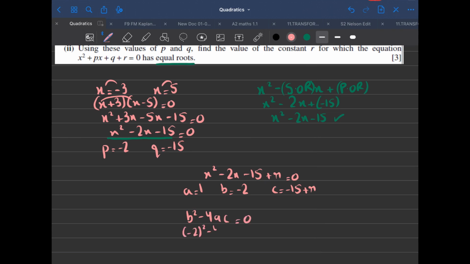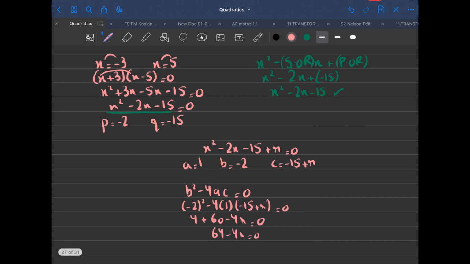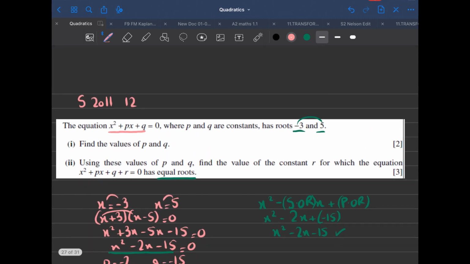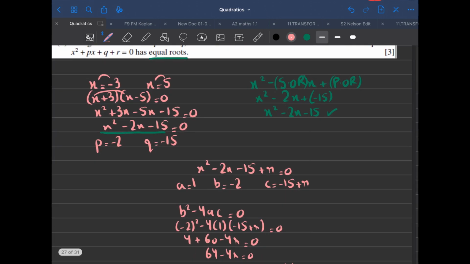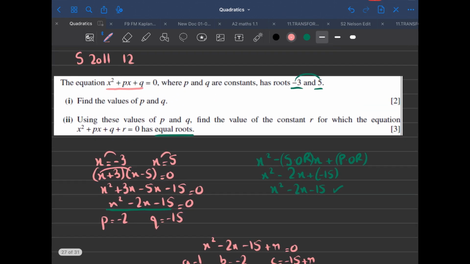So it's going to be b square minus 4ac is equal to 0. Minus 2 square minus 4 into 1 into minus 15 plus r is equal to 0. It's going to be 4 plus 60 minus 4r is equal to 0. So 64 minus 4r is equal to 0. 64 is equal to 4r. r is equal to 16. Do you get this? Let's move to next question. So in this question, we learned this trick, right?